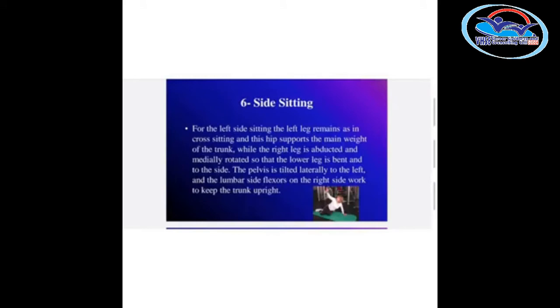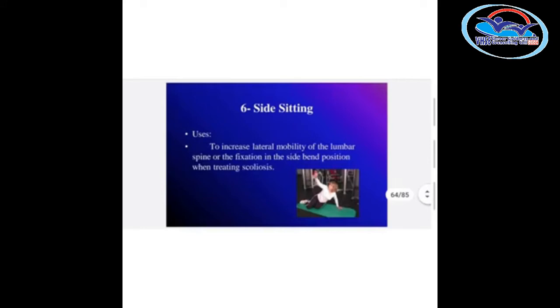The next one is side sitting. For side sitting, one leg remains as in cross sitting and this supports the main weight of the trunk while the other is abducted and medially rotated. The pelvis is laterally shifted to the left. It increases the lateral mobility of the lumbar spine.